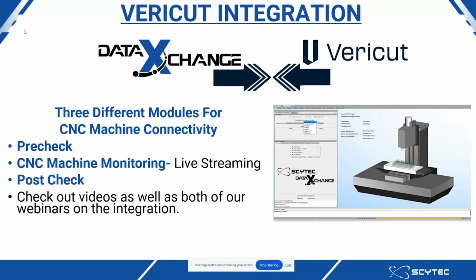But basically, Vericut takes the real-time information that is coming off of Scytec DataXchange and uses that to give manufacturers the most accurate digital twins possible through this industry-defining integration with Vericut. So if you are working inside of aerospace and you more than likely already have Vericut, please check out some of these other webinars and inquire with us about how you can do a demonstration of this.